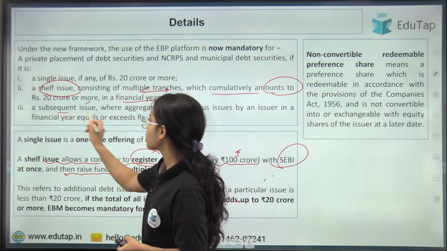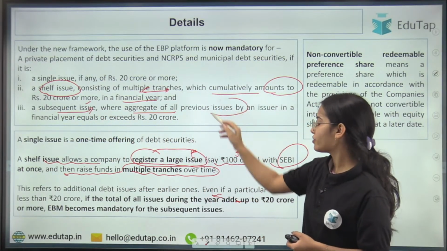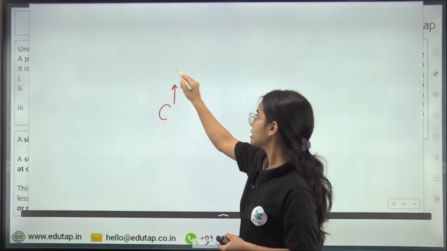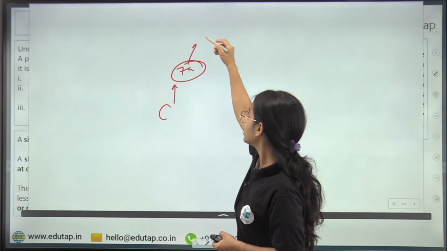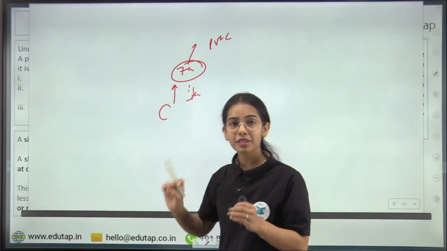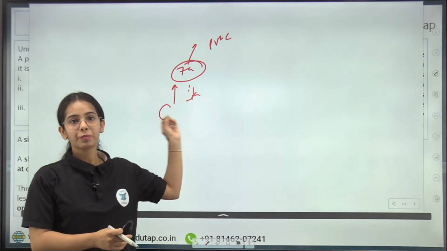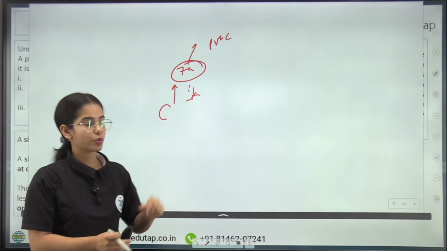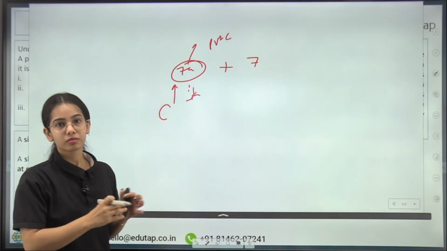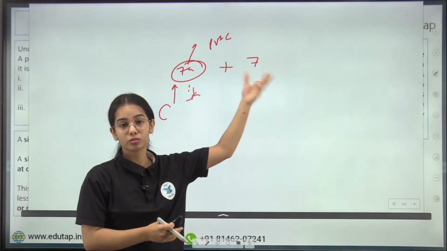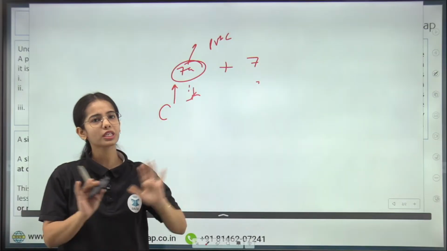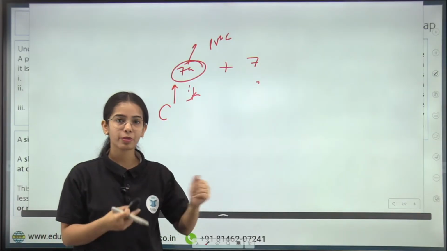Now, in case of subsequent issues, let's say a company has raised 7 crores through private placement. Is it compulsory to do this on the EBP platform? It is not, because it is less than 20 crores. Now, again, the company has raised 7 crores through private placement. So it is also not compulsory to do it on the EBP platform.